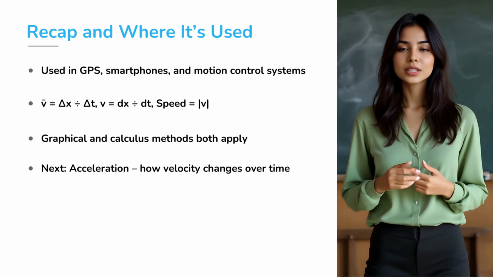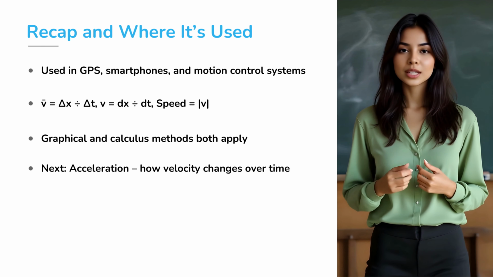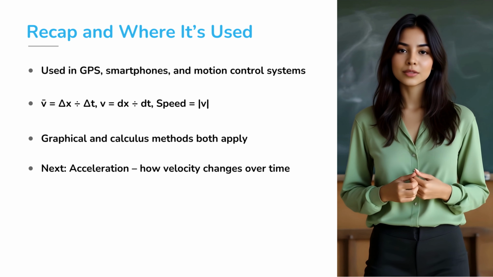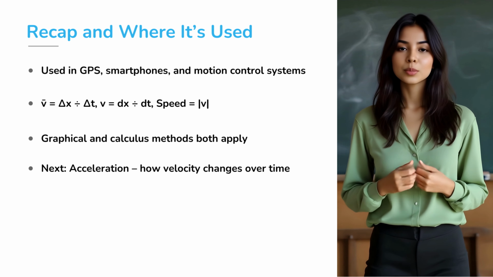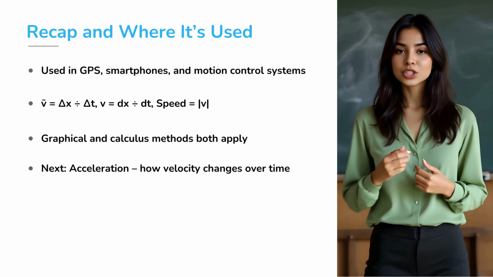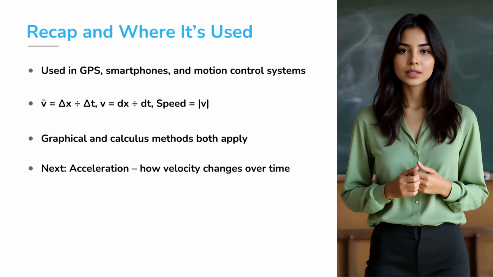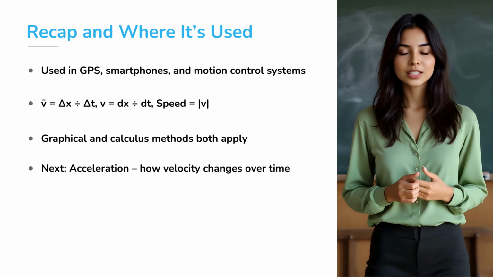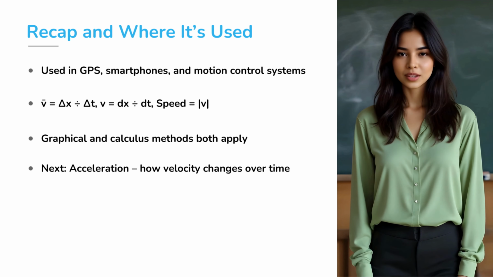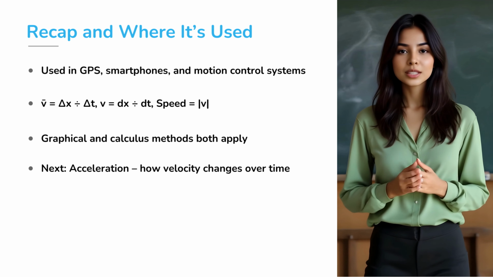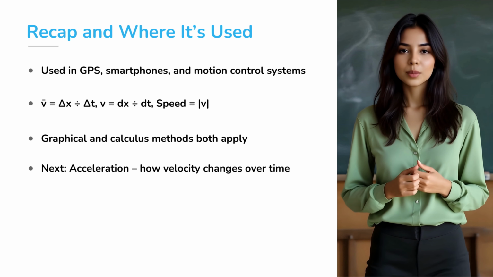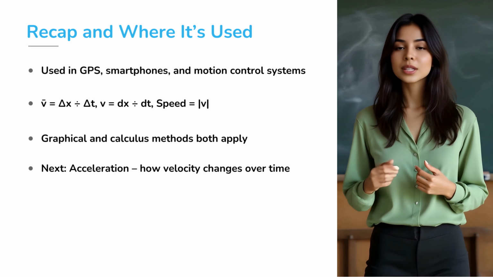GPS systems use instantaneous velocity to calculate your speed and direction at any given moment. Smartphones use motion sensors to detect tiny changes in your position and orientation. Engineers apply velocity time data to program motion in robots, drones, and vehicles. These concepts aren't just theory, they're part of the world you interact with every day.